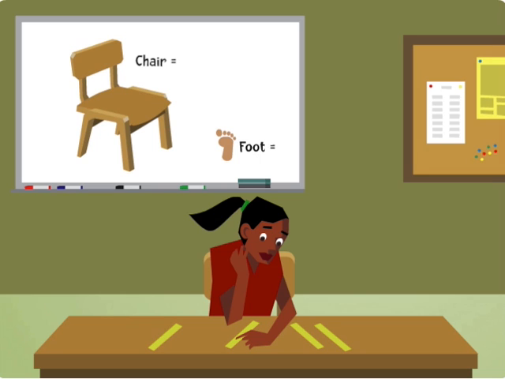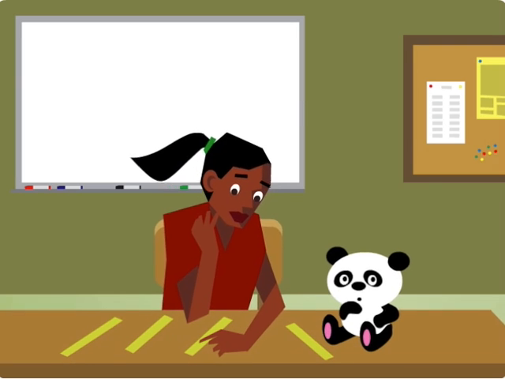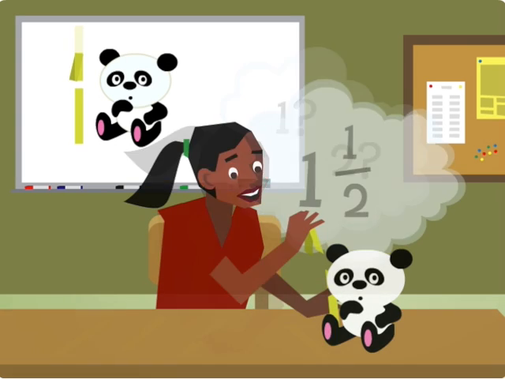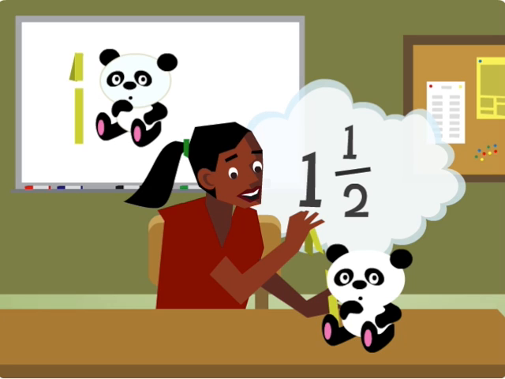She has measured objects in the room and recorded her findings. The chair is 4 fraction strips high. Her foot is 1 fraction strip long. The stuffed bear, however, is more than 1 strip long, but not as much as 2. She addresses the problem by folding a yellow strip in half to measure the full length of the bear.